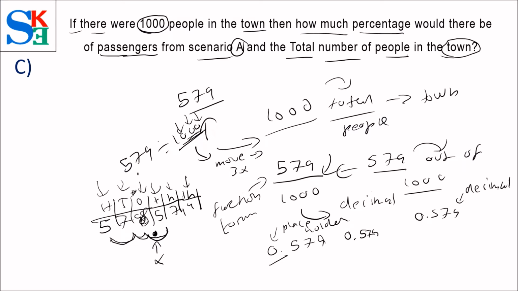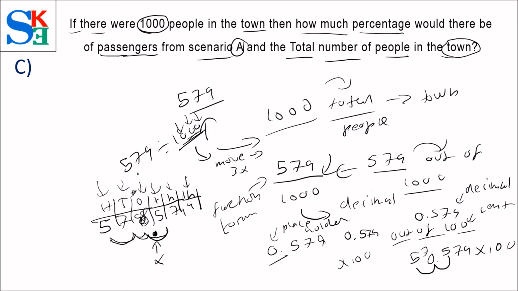Percent means out of 100. Cent means 100. If it's out of 100, all we need to do is multiply 0.579 by 100. That's it. If you want to convert a decimal into a percentage, just multiply by 100. So again, I'm going to move it 2 places, 1 and 2.